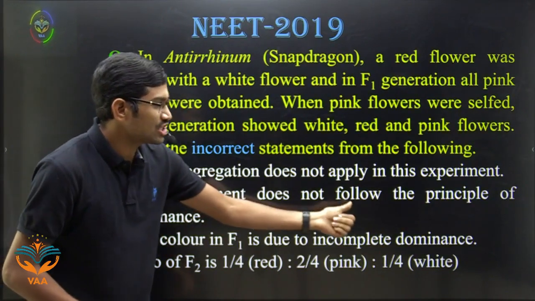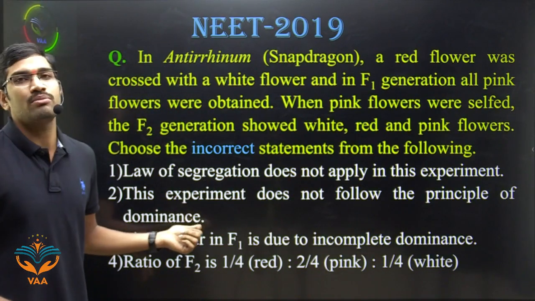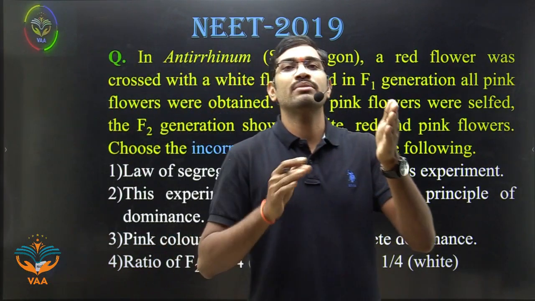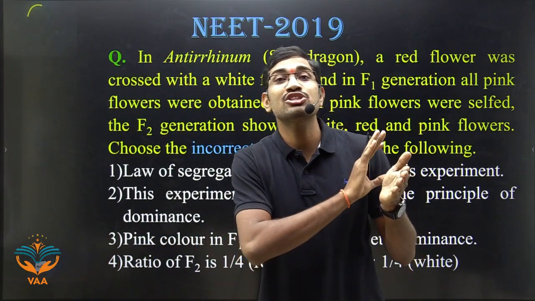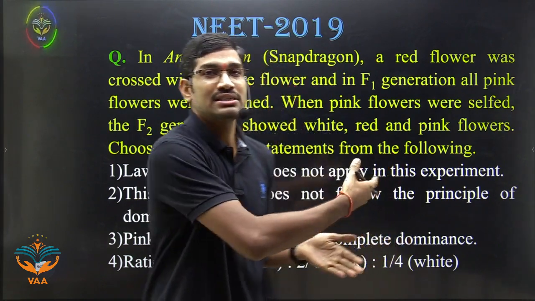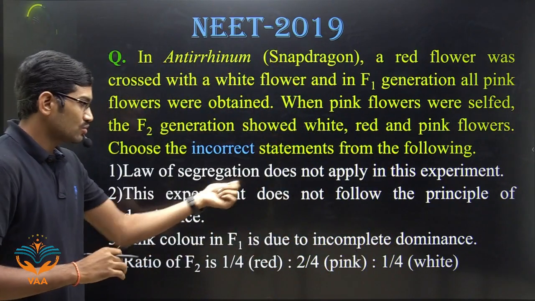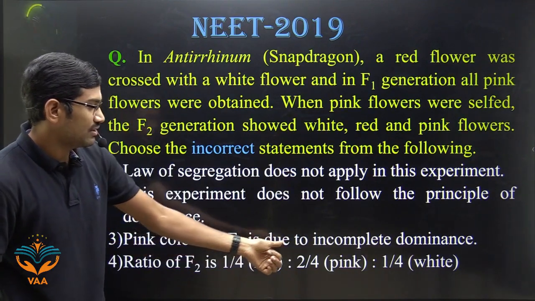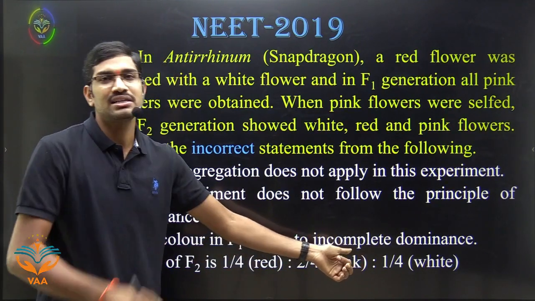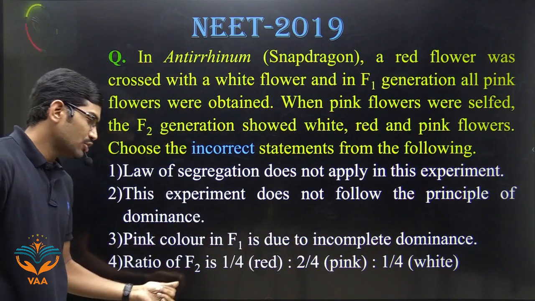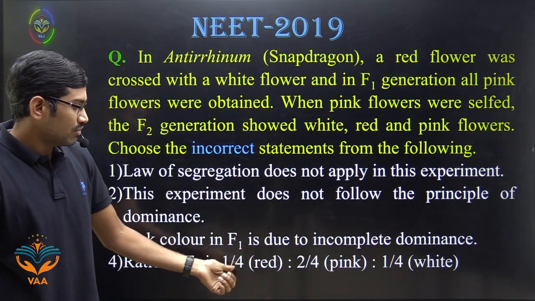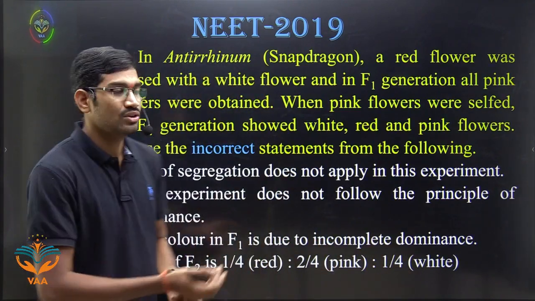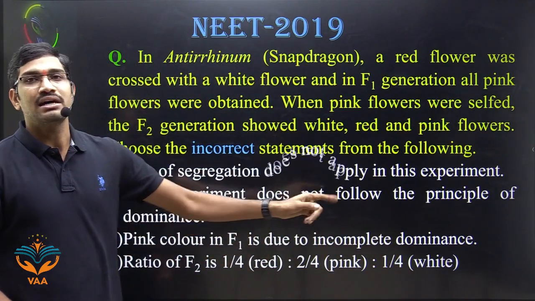This experiment does not follow the principle of dominance. Yes, here in the heterozygous condition one is not dominant and the other recessive. That concept is not applicable. So it is an example of incomplete dominance, no? So that's why this statement is correct. Next one, pink flower in F1 is due to incomplete dominance. Yes, it is correct. Next one, the ratio of F2 is 1/4 red, 2/4 pink and 1/4 white, and that is also true. So here the incorrect one is option 1.